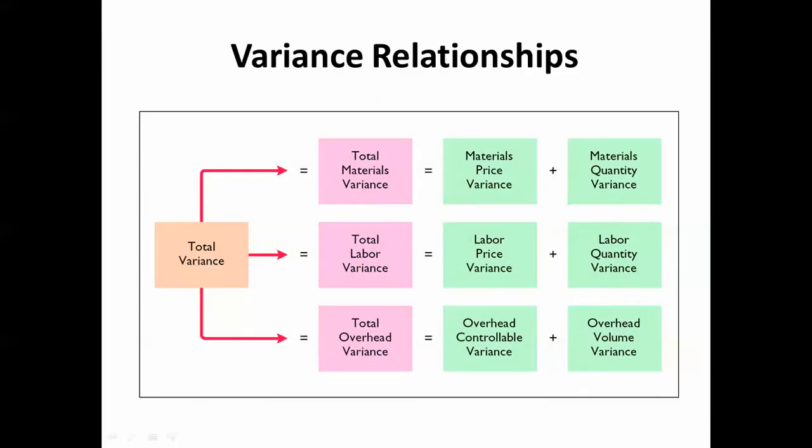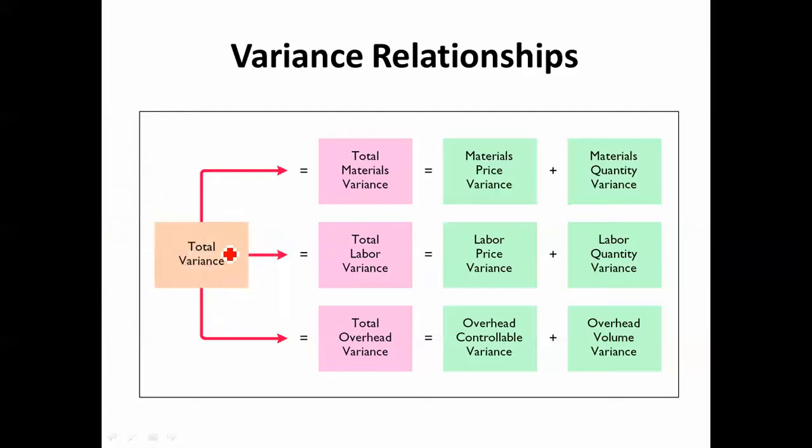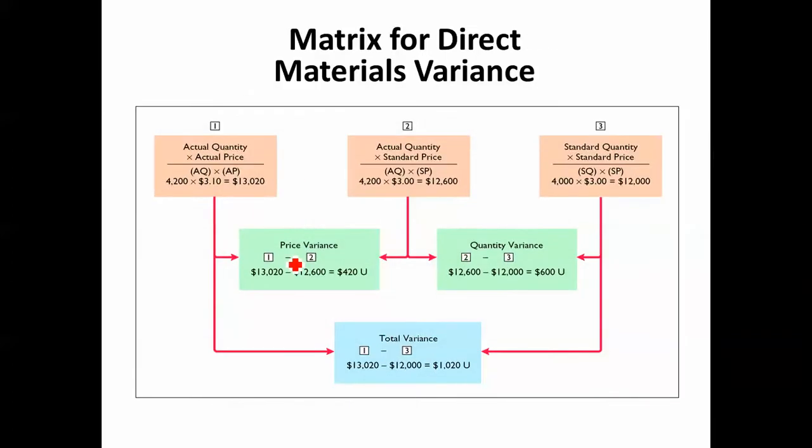So here we have the relationships. The total variance for total direct material is the material price variance plus the quantity variance. For labor, it's the same thing: the labor rate times the amount of labor hours we use. Overhead is the controllable overhead versus volume variance. But for us, we're going to concentrate on material and labor most effectively.